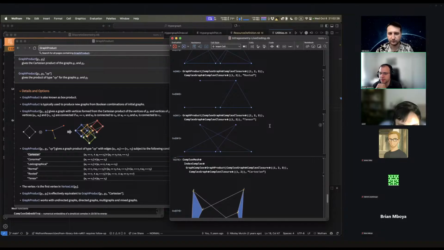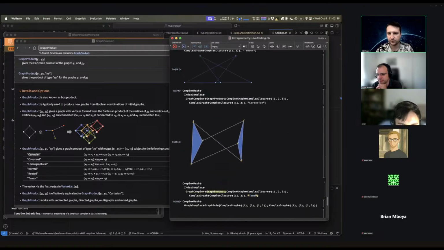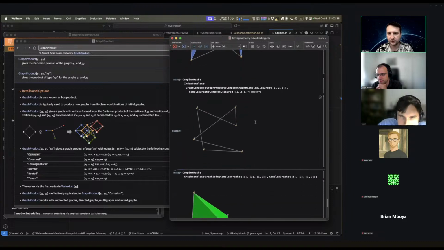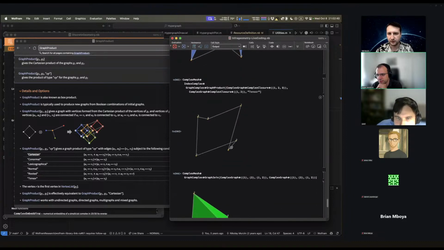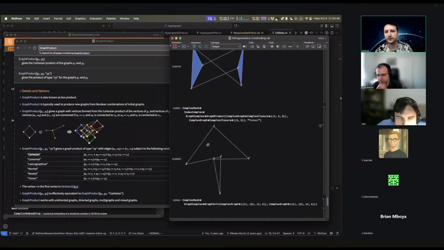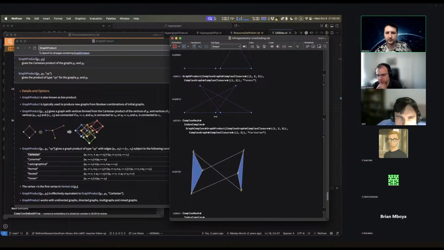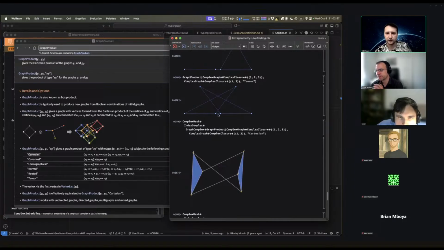Tensor product. What does that do? Let's see what it does for the complex. Got rid of the triangle. Got rid of the triangles. Yeah. So there's no cliques here anymore. Why is it not a clique?